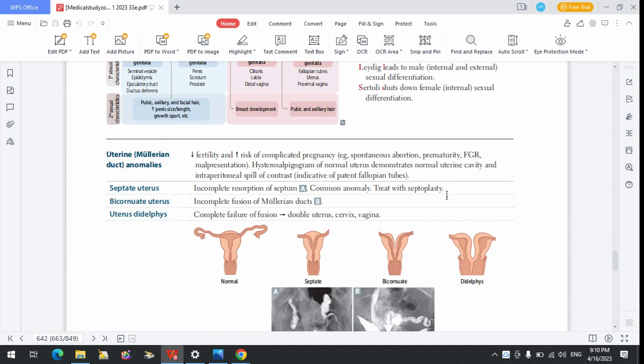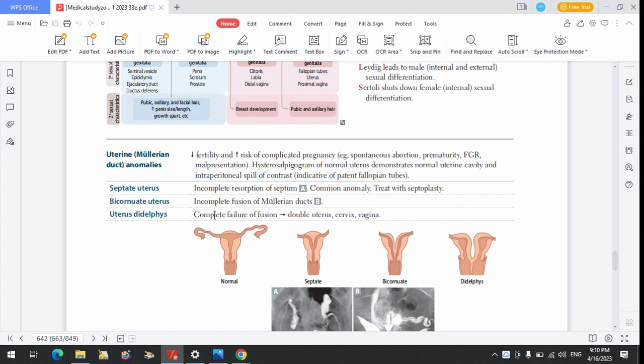Now, if the proximal portion does not fuse, that means you have an indentation in that proximal portion. You guys remember that there's no indentation in your septate uterus, but there's an indentation in your bicornuate uterus. So that means you are having a double uterus, but a single vagina. That's the way to look at it, and it is due to incomplete fusion of the Mullerian duct. Where is this incomplete fusion occurring? The proximal portion of the Mullerian duct.